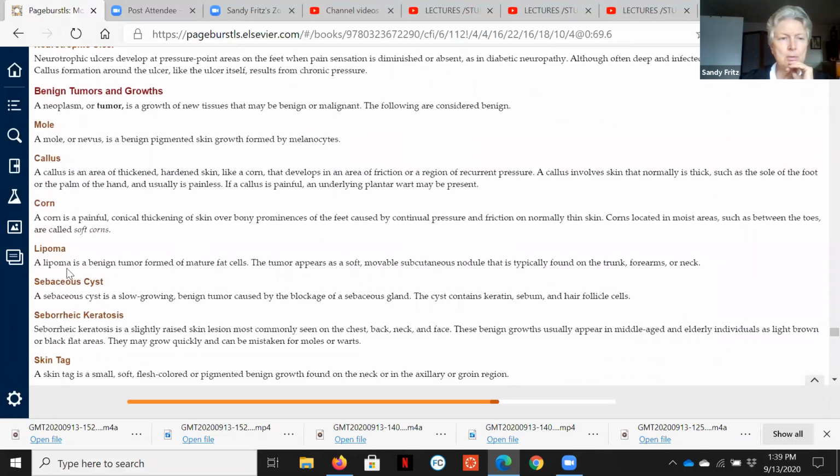A lipoma is an accumulation of fat cells that is in the superficial layers, and it's a lumpy, bumpy thing. If they're problematic, they get in the way, or they're rubbing on something, they can be fairly easily removed.